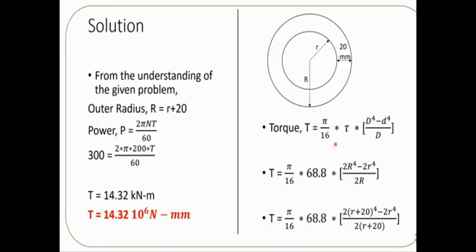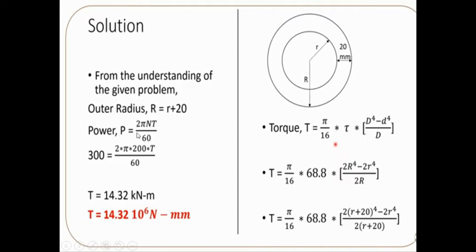Solution: first of all, understand what data are inside the problem. The problem gives only the thickness. Observing the diagram, you can see that only the thickness is there, so the outer radius R is equal to small radius plus 20. You can see this diagram and it will be clear. So capital R is equal to small r plus thickness, small r plus 20.